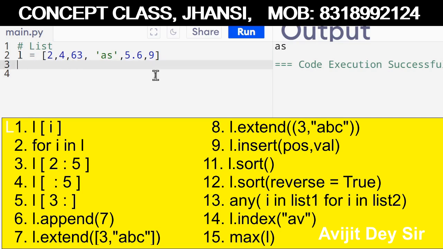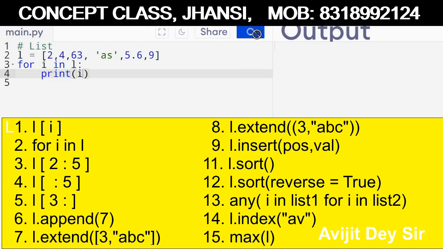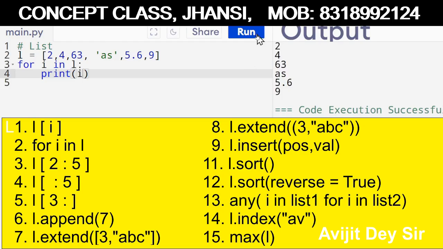Now, this is the easiest way to access a particular element. Suppose we want to access each element of the list. For that, we can use the for statement. There are two ways to use the for statement. For I in L, print I. Now let's see what will happen. It will print all the elements.